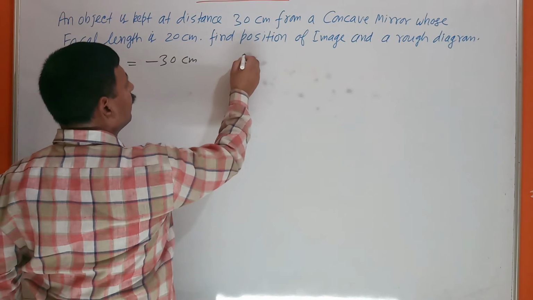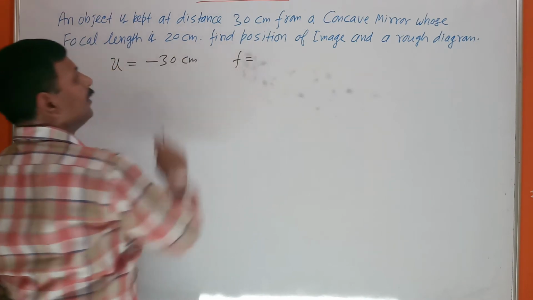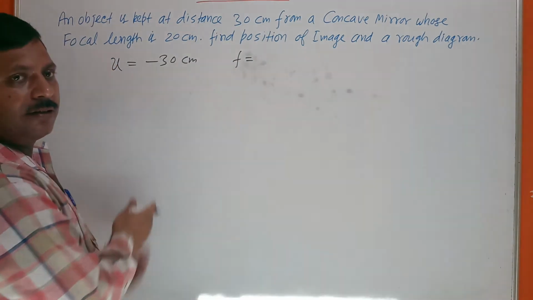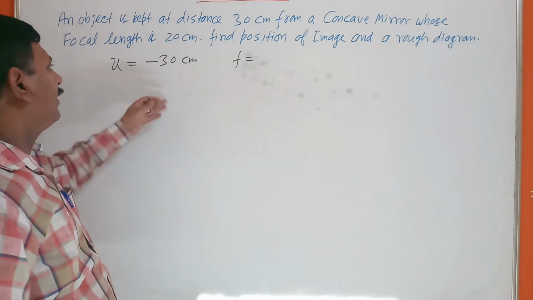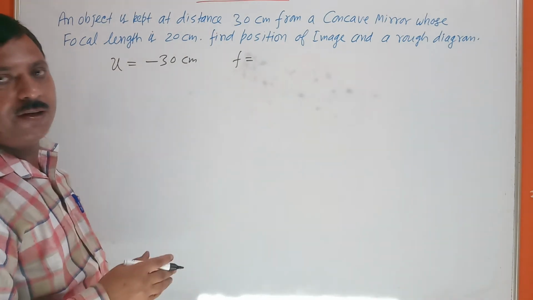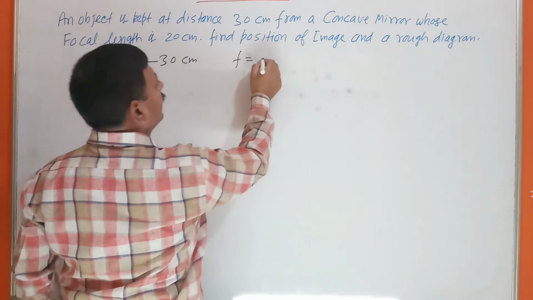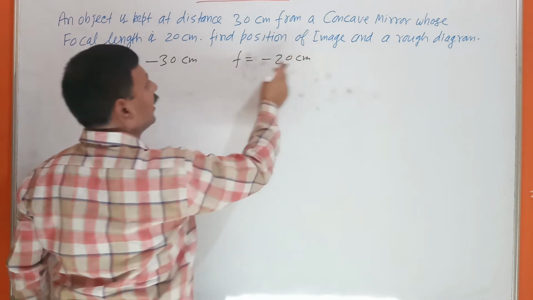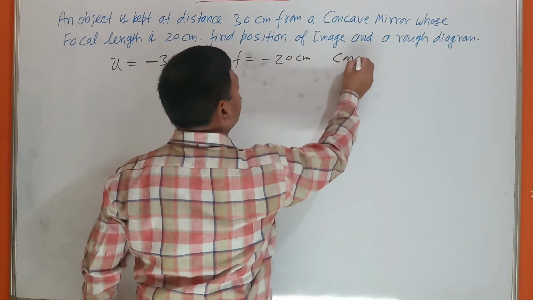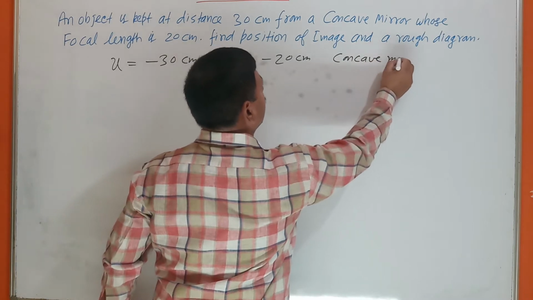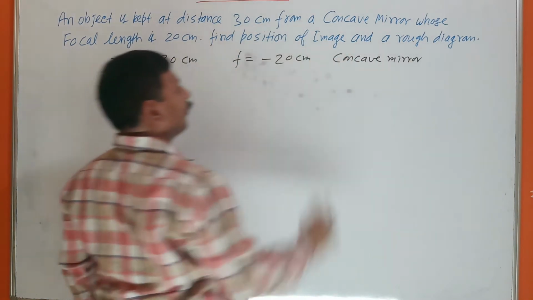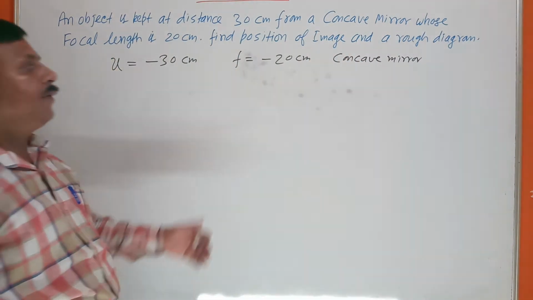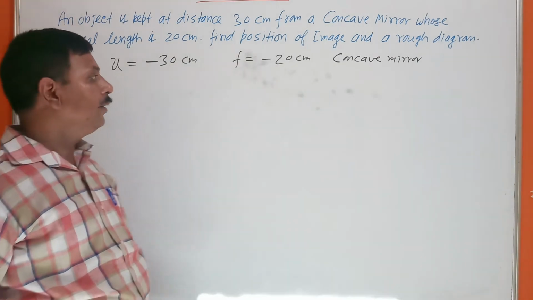So concave mirror focal length is taken, this is also lying on the left hand side, or you can say the focal length is towards the object. What happened, this you have to take as negative because it is a concave mirror. I have told you concave mirror focal length will be negative and convex mirror focal length will be positive.